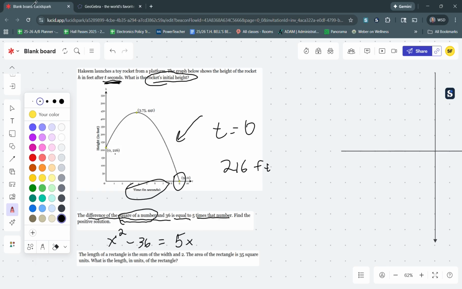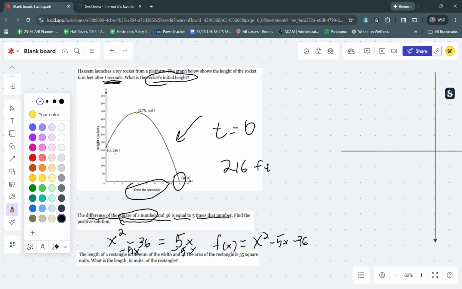Now I'm going to rearrange this a little bit so we can do some graphing with it. We're going to subtract the 5x from both sides so we can get this on the same side. So that gives us an equation of x squared minus 5x minus 36. And in order to be able to graph it, we should have a full equation with our y value on the other side. So I'm going to type this in as f of x equals x squared minus 5x minus 36.